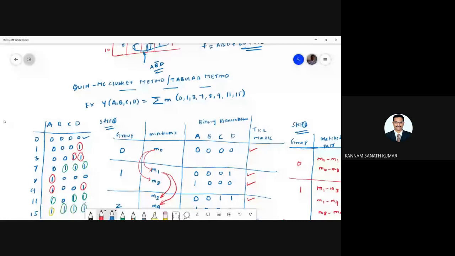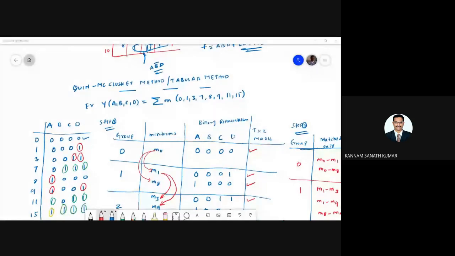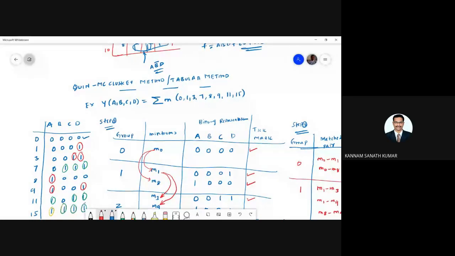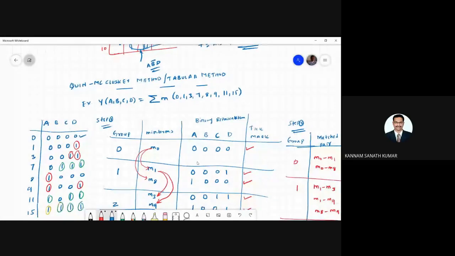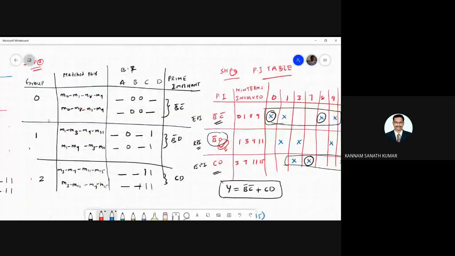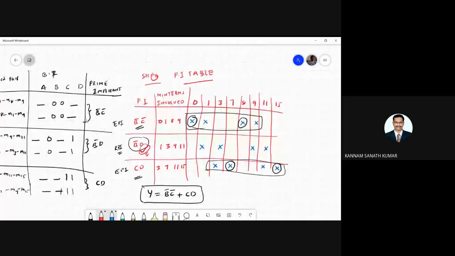Okay, so sir, once explain step number 4, sir. One second. Step number 4 you want? Yes, sir. See here, step number 4. By seeing the step number 3, you have to draw the step number 4.